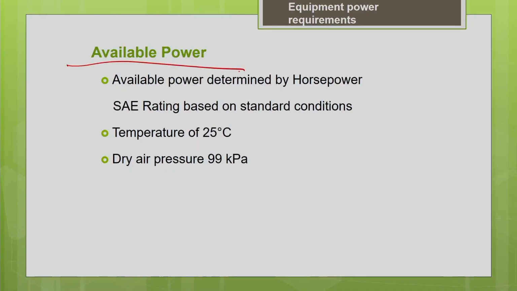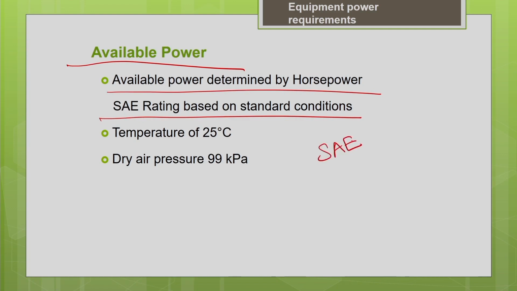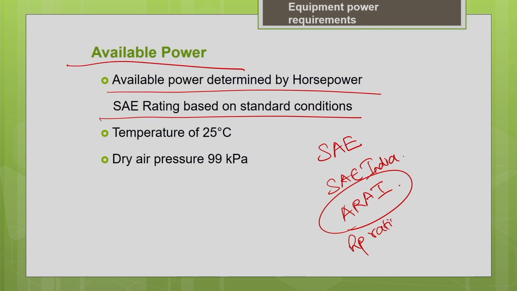Now we are going to look into the estimation of the available power. So the available power, you can get the data easily, because the manufacturer would have done the horsepower rating of the machine. So the available power is determined by the horsepower, the SAE rating. So there is an organization called SAE, Society of Automotive Engineers. It's a US based organization. So in India also we have an organization, SAE India. Okay, there are other organizations like Automotive Research Association of India. So there are different organizations which are doing the testing and the horsepower rating of the machines. So horsepower rating is done by these organizations.